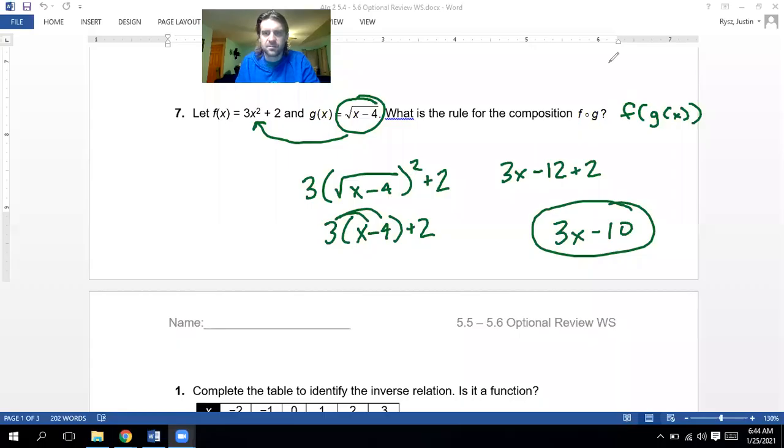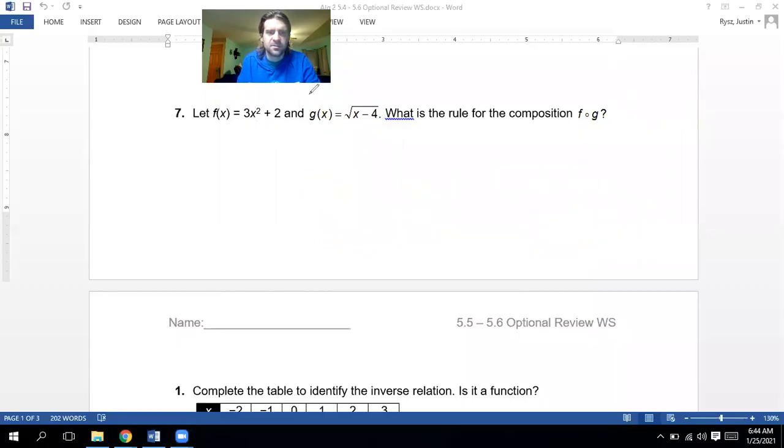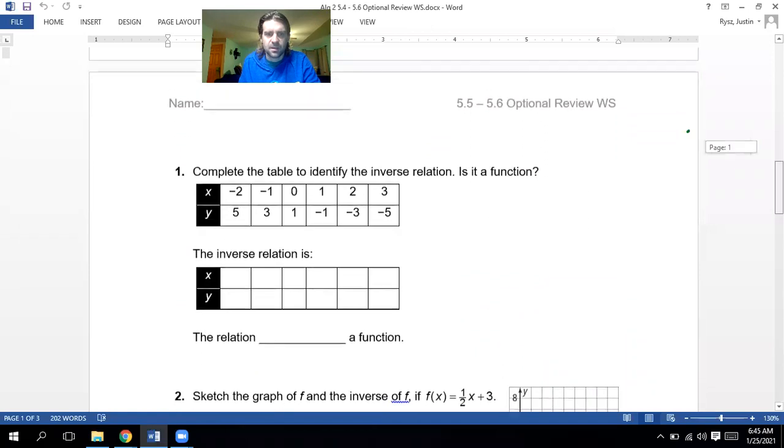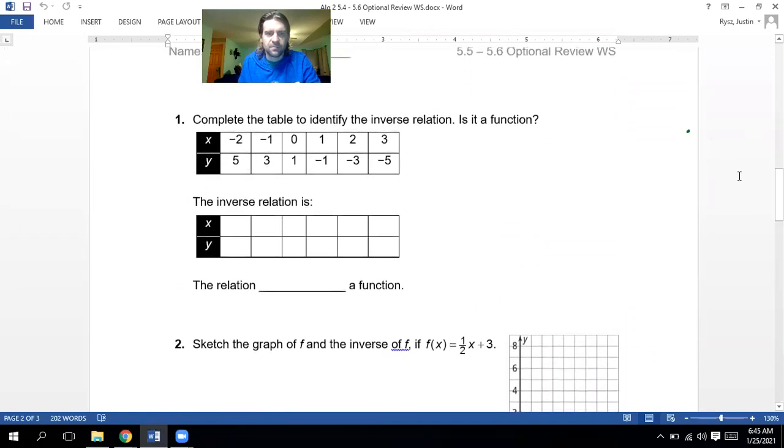All right, let's keep this going here. Let's clear this off, move on to the next problems. Okay, so in section 5.6, we're going to talk about inverse functions. All right, so first off, let's look at this inverse function here.